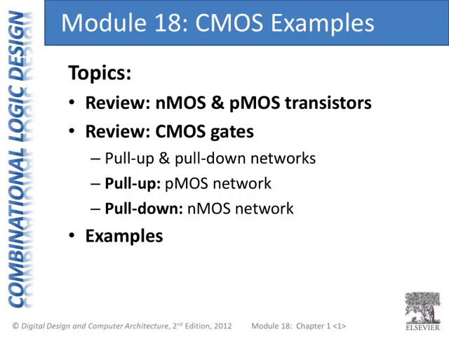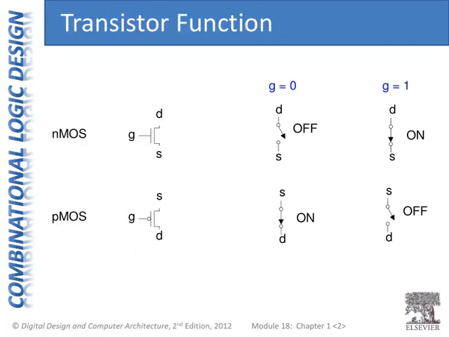Okay, so let's get started here. Remember that an NMOS transistor turns on, or has its two terminals D and S connected, when the gate is 1. A PMOS transistor turns on when its gate is 0. That's emphasized by the PMOS transistor having a bubble on its gate and the NMOS transistor having no bubble on its gate.